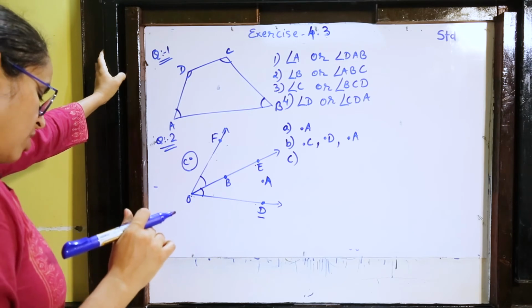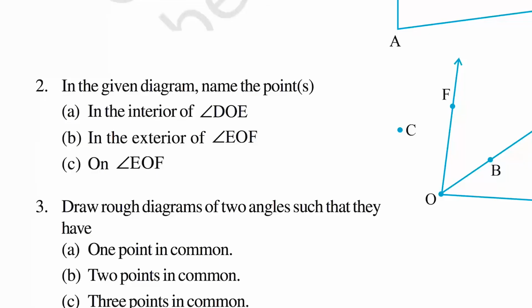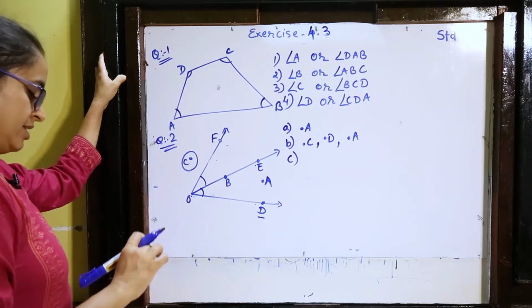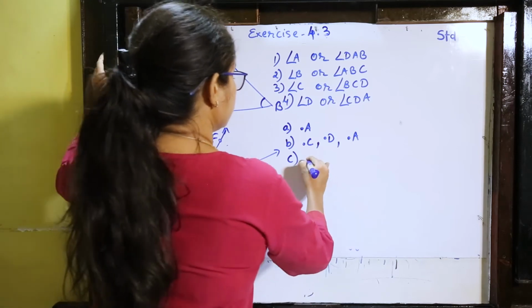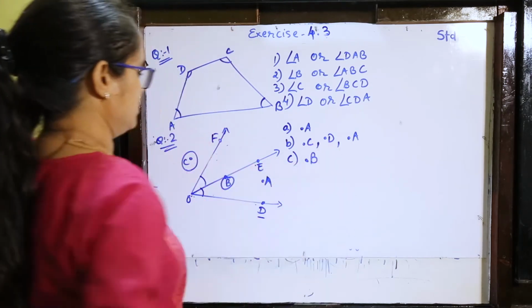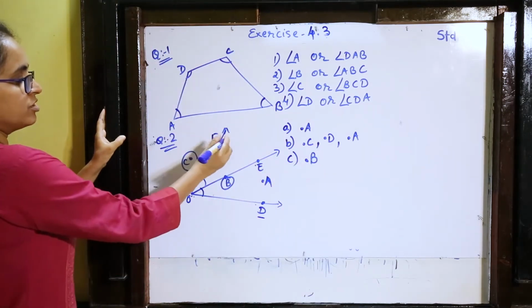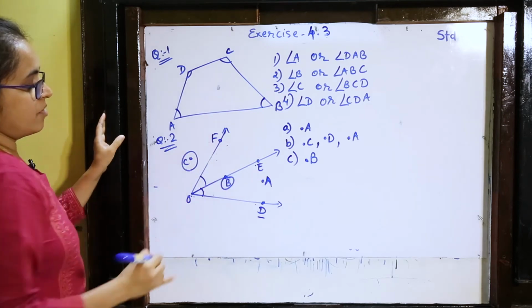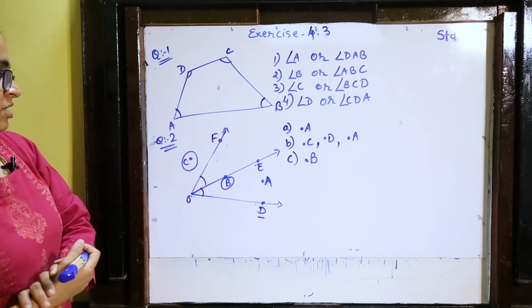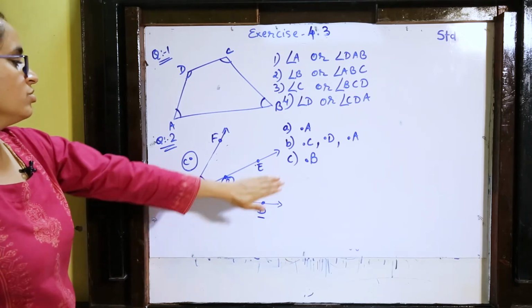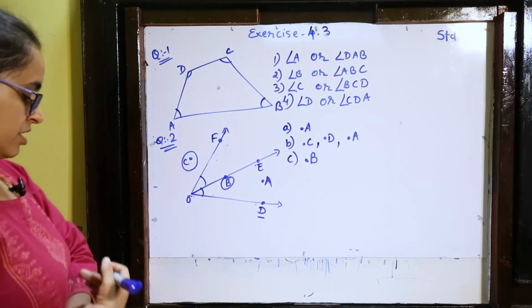Now C. Which points are on angle EOF? On angle EOF there is only one point, which is point B. These three, E, O, F, are the points of the angle itself, and B is on the angle. Okay, so this is how you have to write the answer for question number 2.